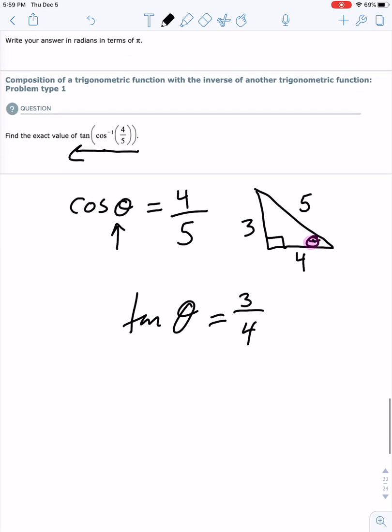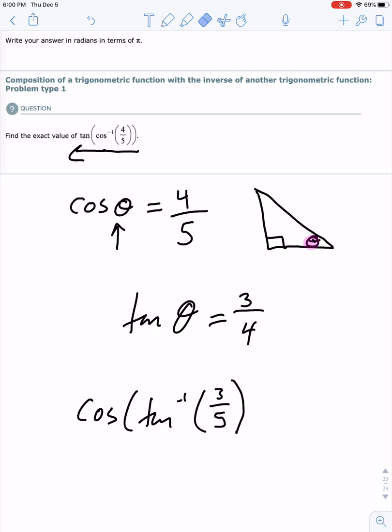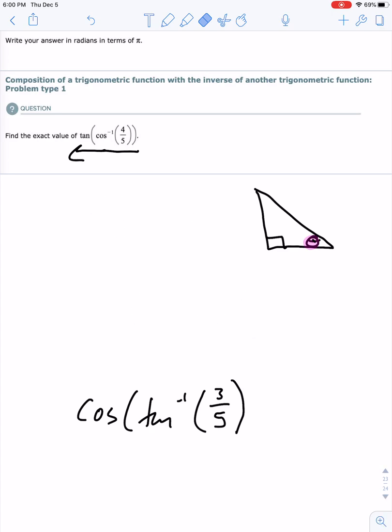I'd like to do one more of those. Let's say cosine of the inverse tangent, or arctan, of 3/5. So I'm going to erase these numbers. So same type problem, just a few different variations. So we're going to work on this piece first. So this is asking for the angle that has a tangent of 3 over 5.